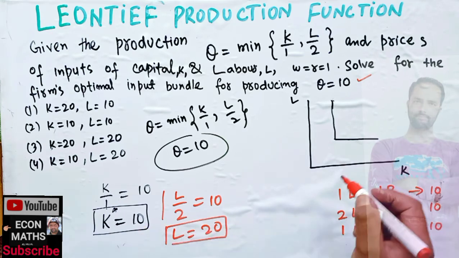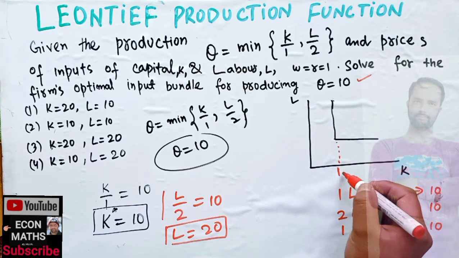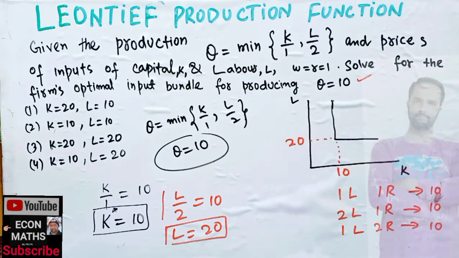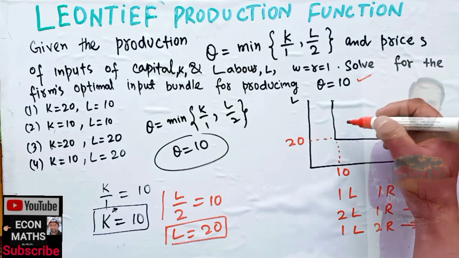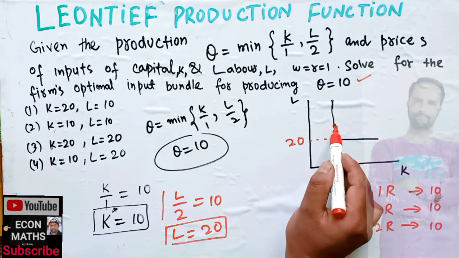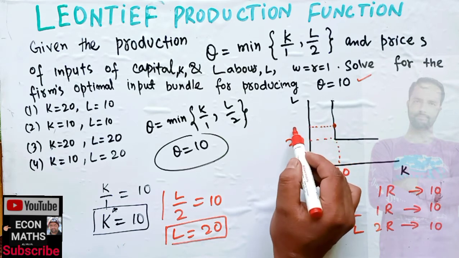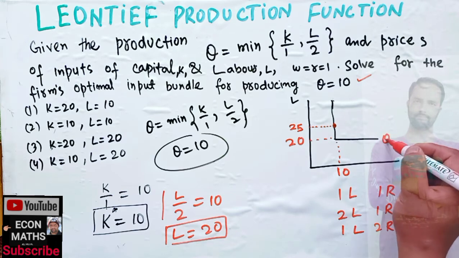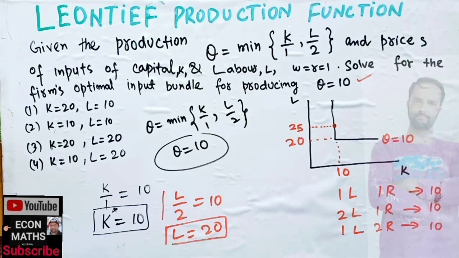So that means we need 10 units of capital and 20 units of labor to produce 10 units of output. And here we can see, let us say we increase the units of labor to 25. If we increase the units of labor to 25, still we will produce only Q is equal to 10 units because we are on the same isoquant.